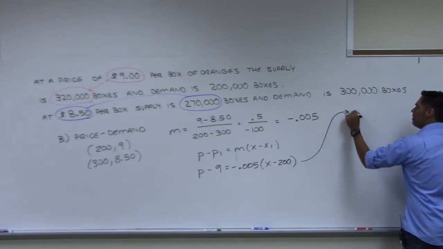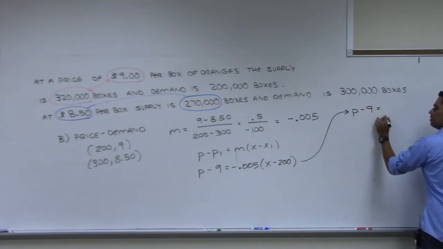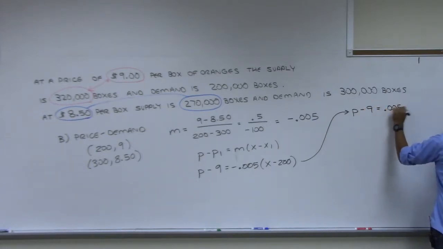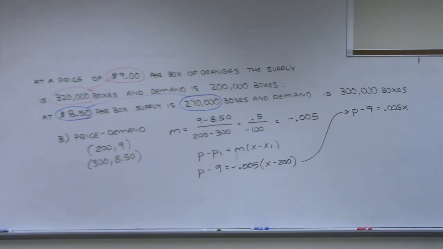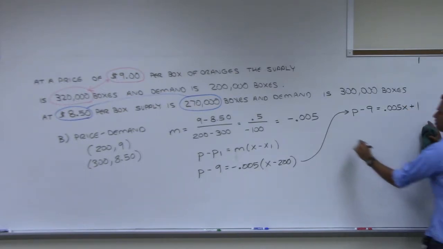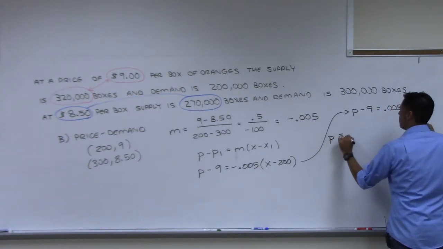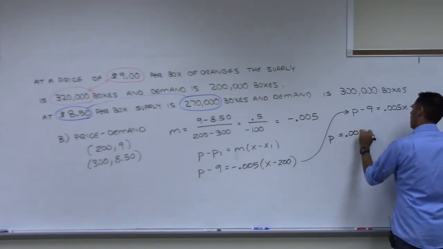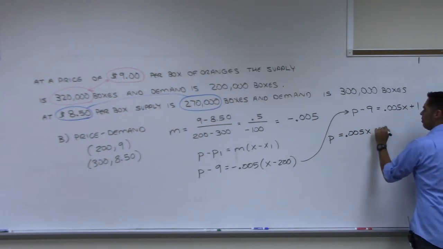Distribute through. P minus 9 equals 0.005x, and then what's that? What do we get? Plus 1. I'm going to go off camera here, so let me move this over. P equals 0.005x. I'm going to add 9 to both sides, so plus 10.